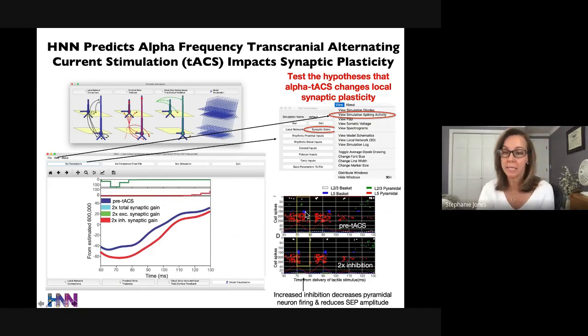Here's the spiking activity in each of the cell classes in our model, color-coded. This is from the ERP before we simulate the tax condition. And this is in our post-tax condition where we've increased the local inhibition twofold. What this is saying is that when we increase the inhibition, we're getting less pyramidal neuron firing at this 70, 80 millisecond response. The pyramidal neurons here are in green and red.